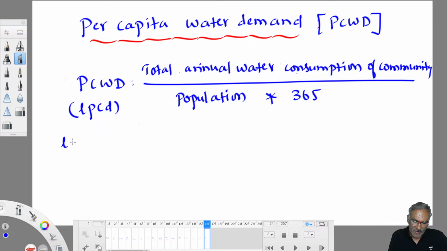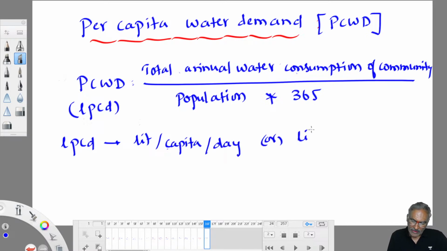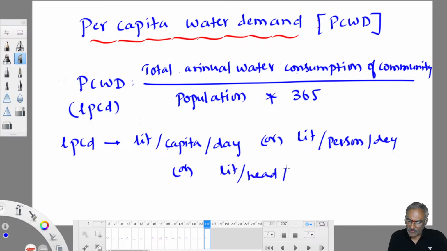So LPCD stands for what? Liters per capita per day. Per person per day, otherwise. Or you can also write liters per person per day, or some people write liters per head per day. All are one and the same. So this is how we can arrive at it.